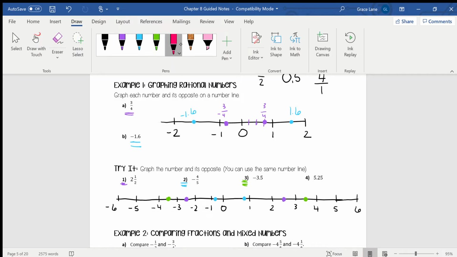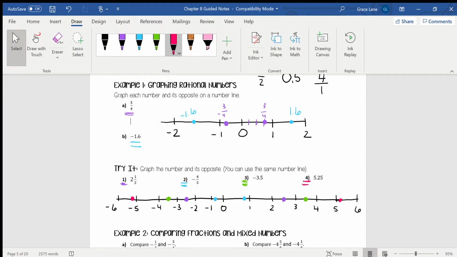And then the last one, 5.25. 5.25 is 5 1/4. It's going to be just over 5, but not quite to the halfway between 6. I'm going to put it there. The opposite of that would be -5.25. So a little past -5, which should be right there.